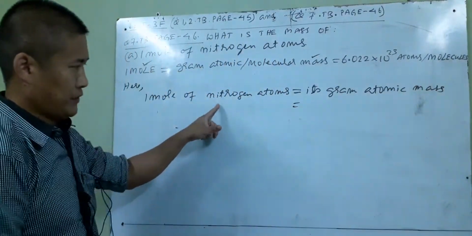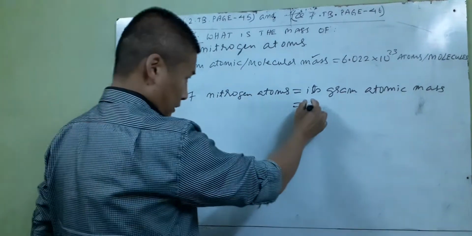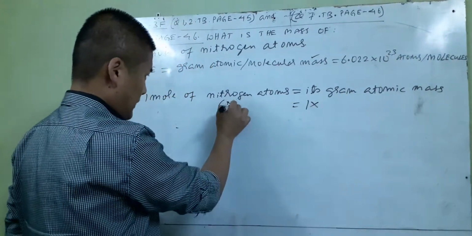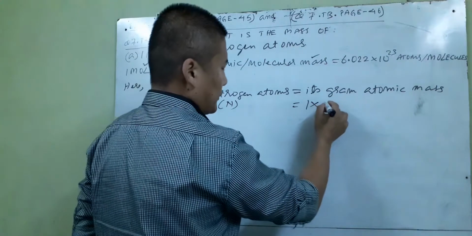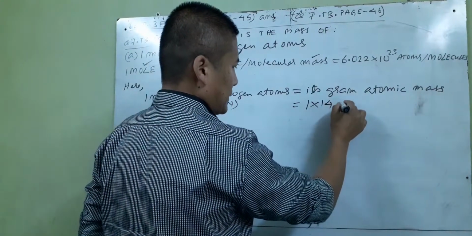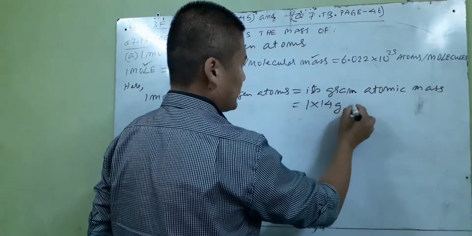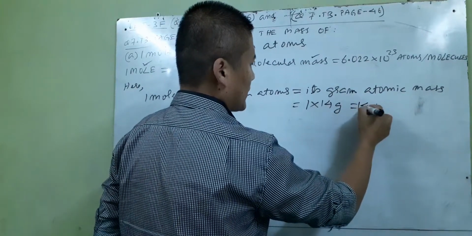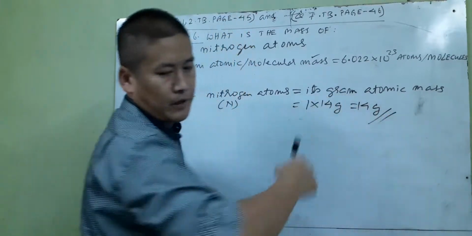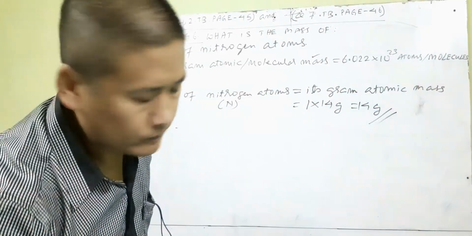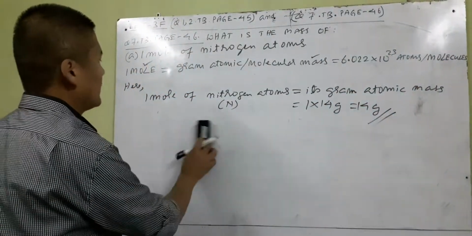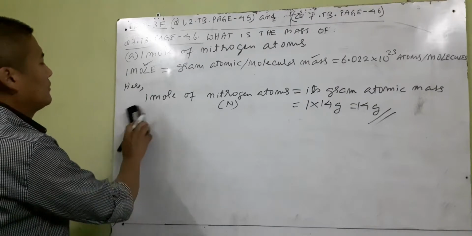Now, nitrogen atom means only one atom, so we write one nitrogen atom, which means this one. See, on page 47, nitrogen is 14 U, but we're using gram here, so we put gram. So your answer is 14 gram. 1 mole is 14 gram. That's your answer.